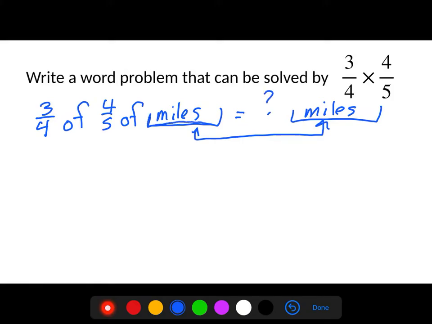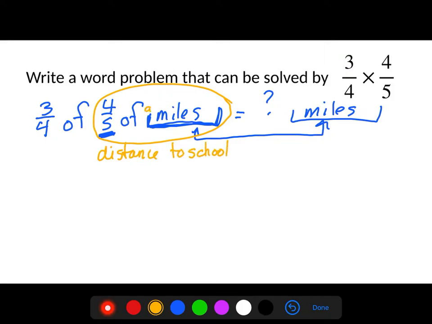So now that I have the original whole, the next thing would be to talk about 4/5 of the whole, 4/5 of a mile. So this will be our intermediate. So we need to think about what could be 4/5 of a mile. Let's have this be the distance to school, 4/5 maybe of a mile right here, 4/5 of a mile. Now we can talk about 3/4 of the distance to school.